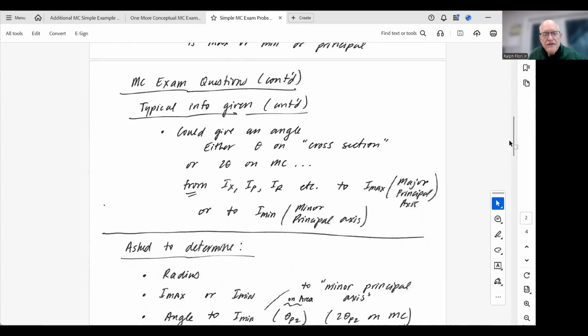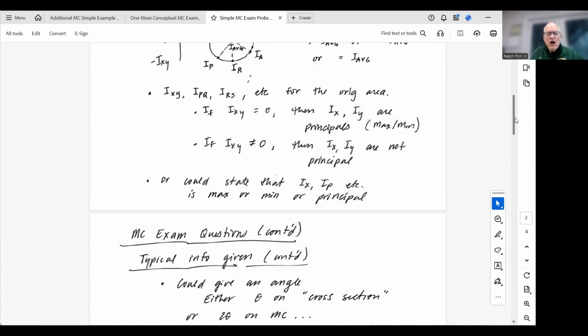So again, in terms of typical information, you could be given an angle. It could be a theta on the cross section, or it could be 2 theta on the Mohr circle. It could be an angle from IX or IP or IR to IMAX, which would be a major principal angle, a theta P1. Or it could be an angle to a minor principal axis or to IMIN, and that would be theta P2. And so you're given some angle.